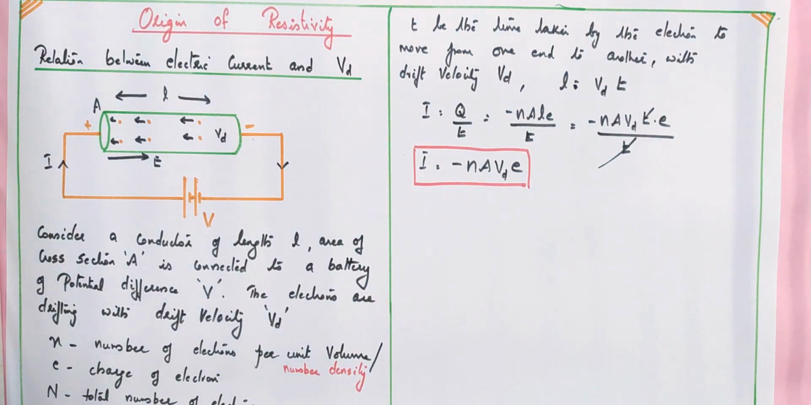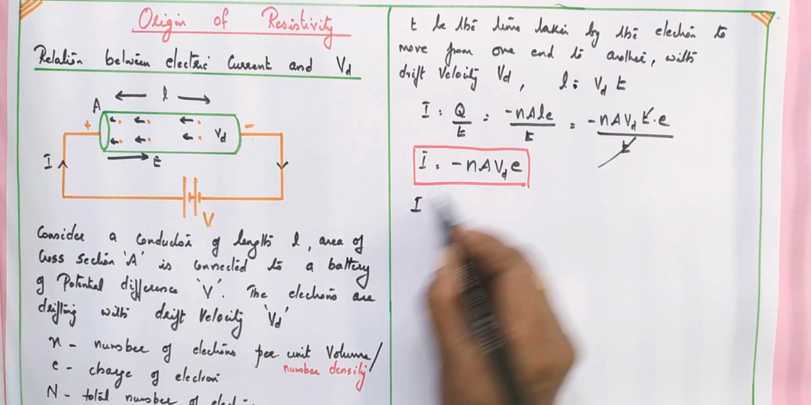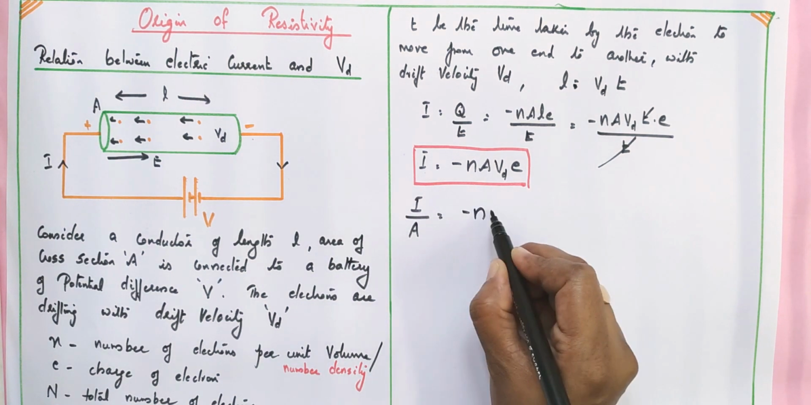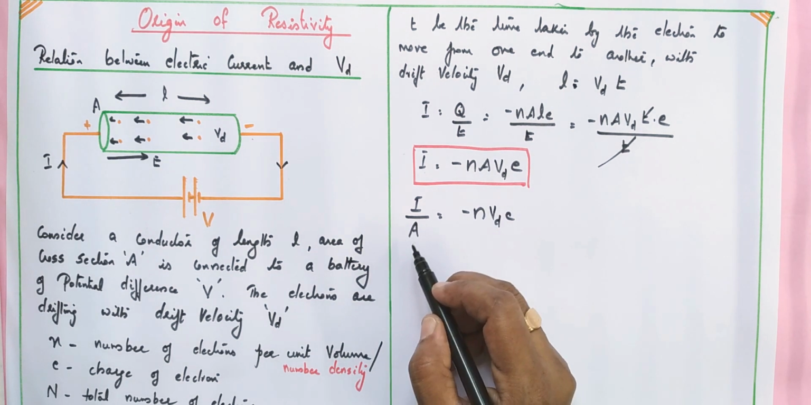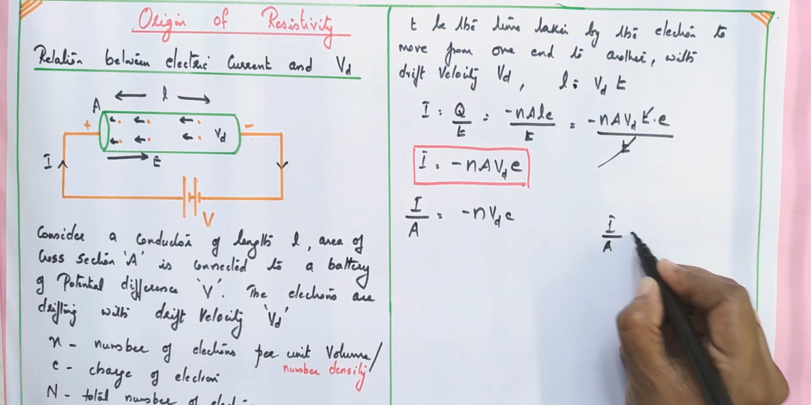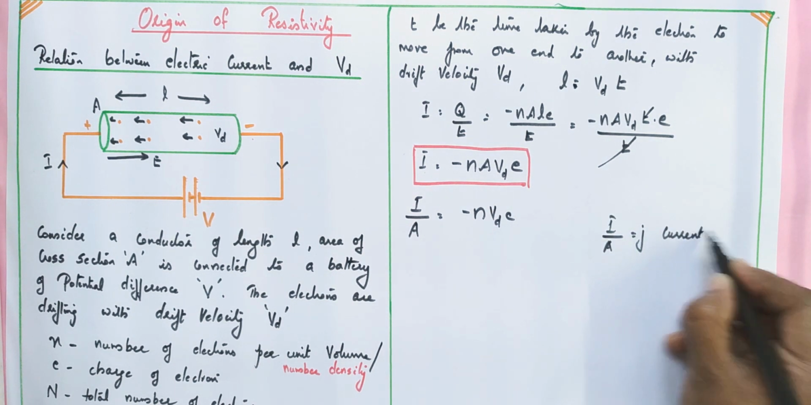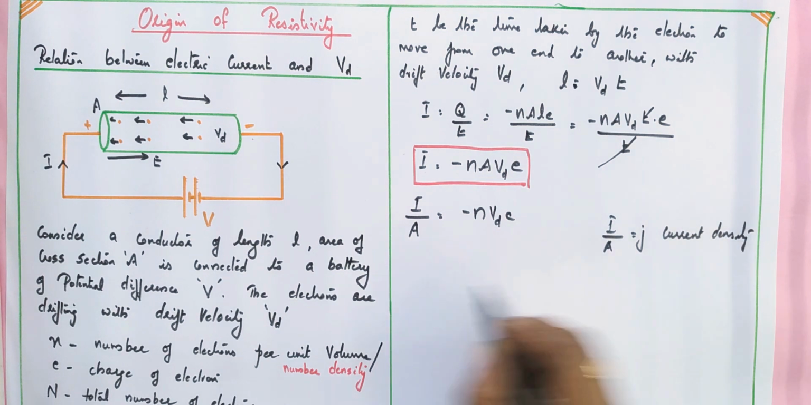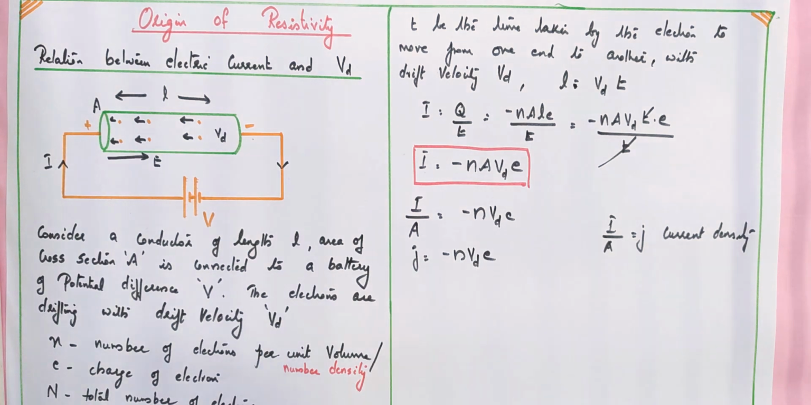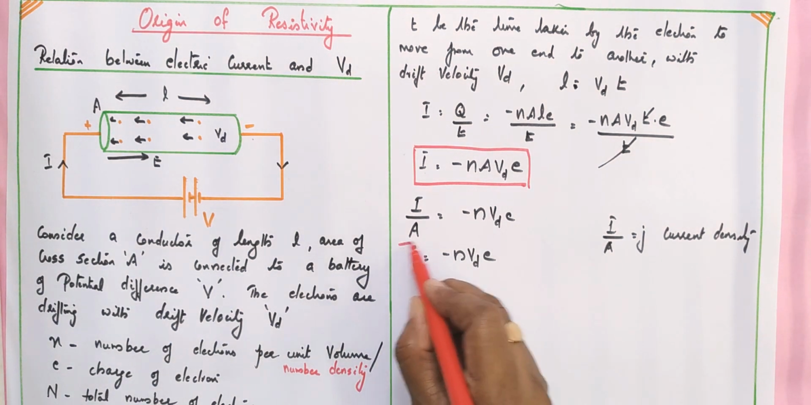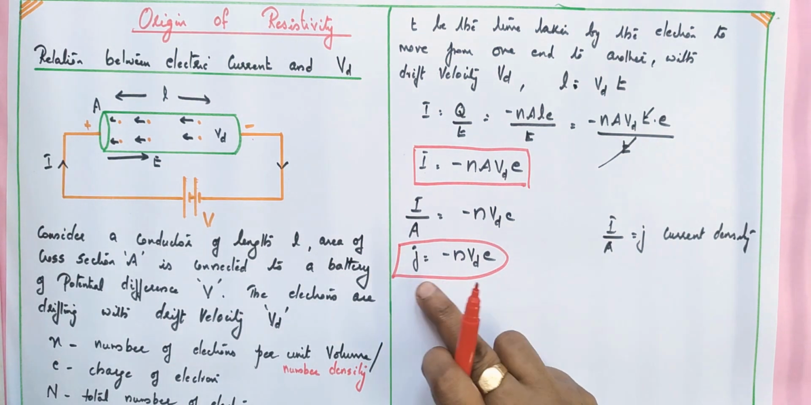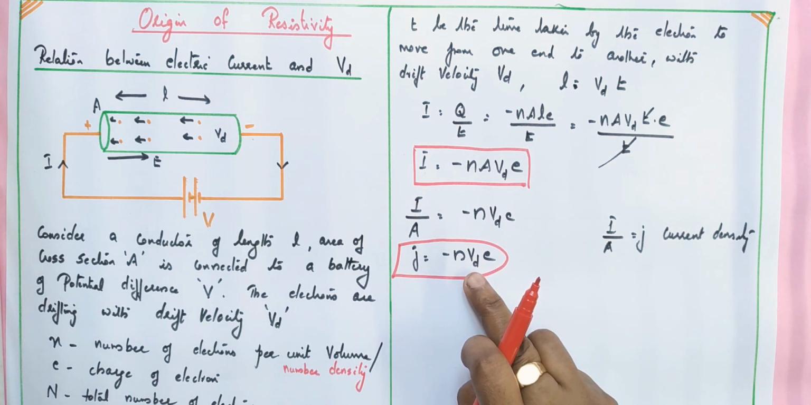Okay, now this can be arranged as I, this A is taken to the denominator. So I by A equals minus n v_d e. But what is this I by A? Current divided by area is current density. So I by A is equal to current density J. Therefore we can write J equals minus n v_d into e. So this is another relation relating current density and drift velocity. This also shows that the direction of current density and drift velocity are opposite.